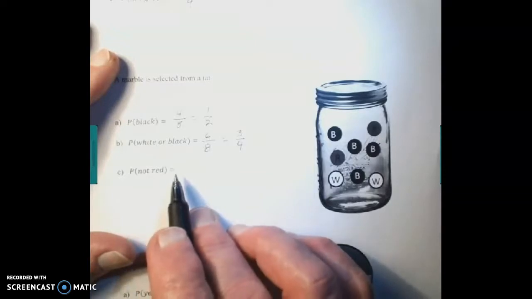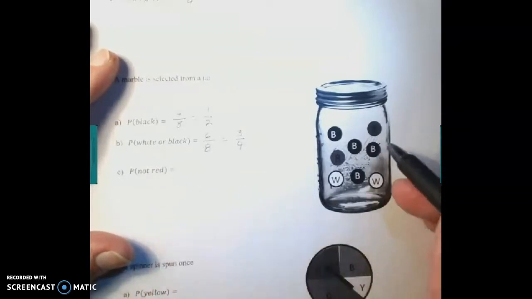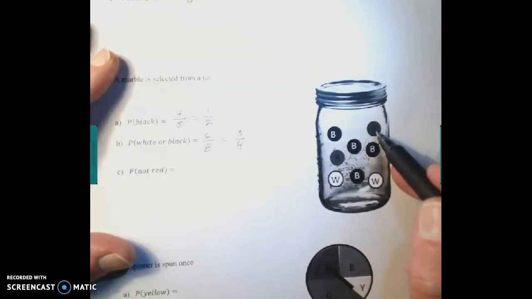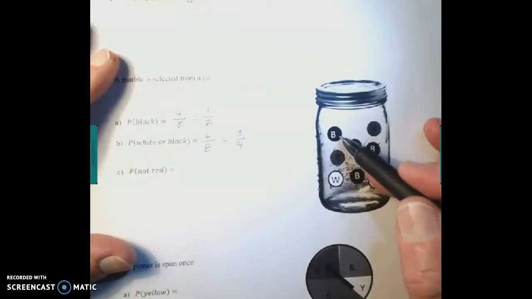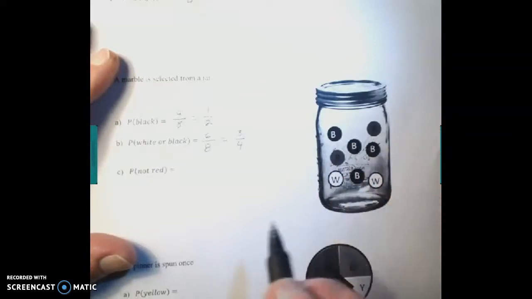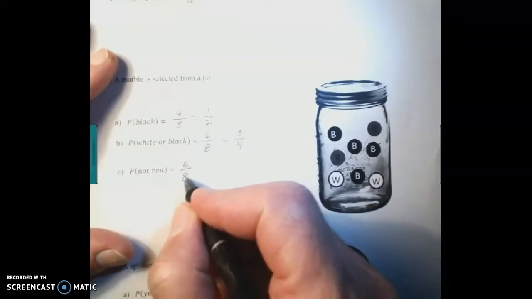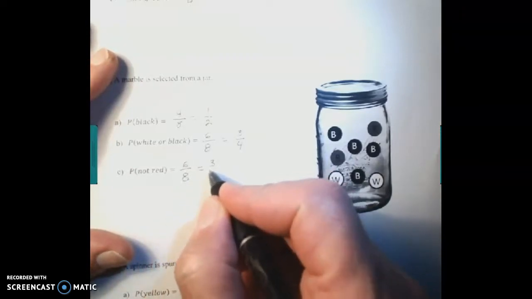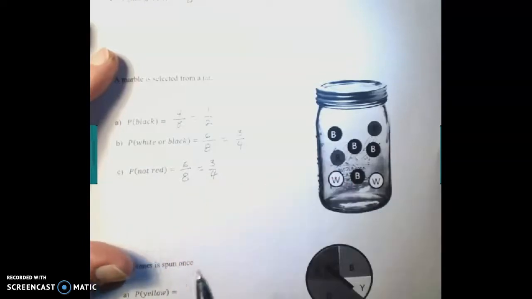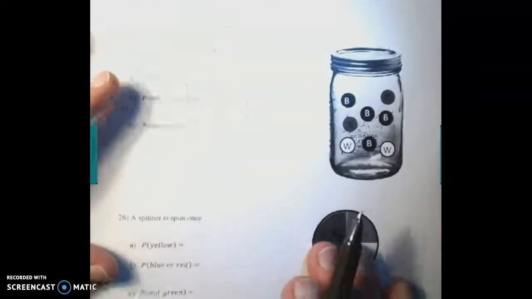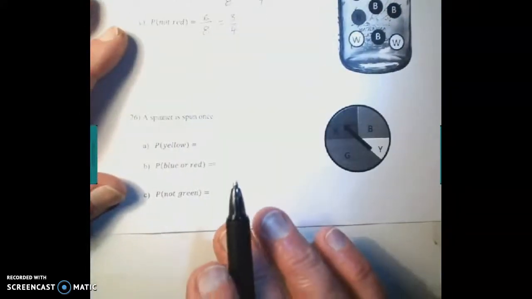Not red, anything that is not red is acceptable, so it's only these 2 that are not what you're looking for. That would give us these other 6 that are acceptable. So again, it is 6 out of 8, or 3/4 probability. Favorable over total possible, and reduce. Problem 26.